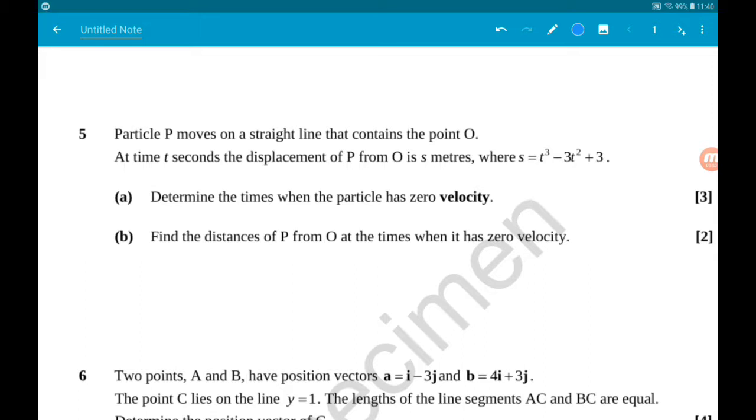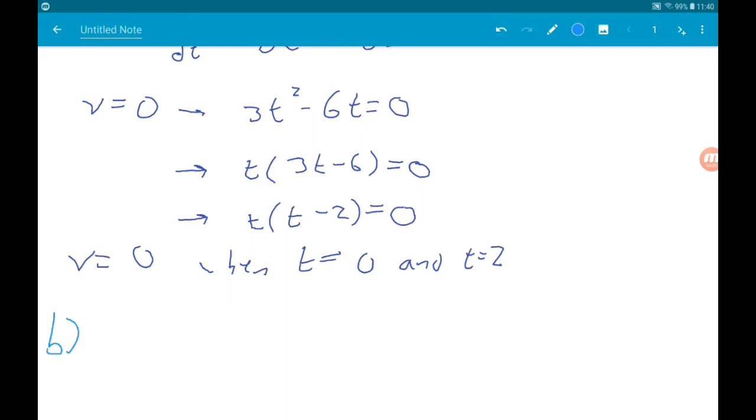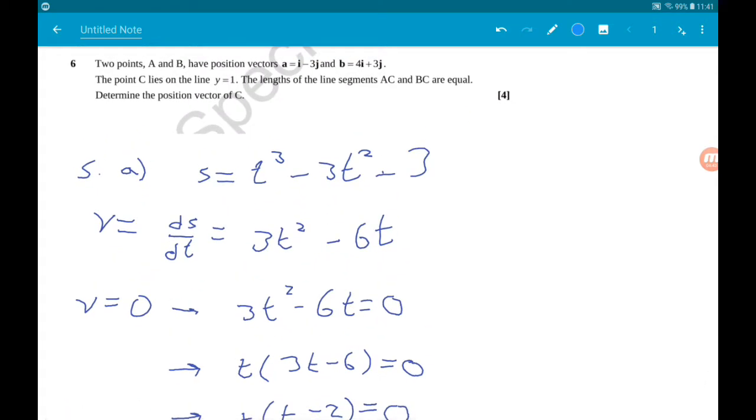Part B wants us to find the distances of P from O at the times when it has 0 velocity. Okay, so all that we need to do now is substitute our values for t into the displacement. So when t is 0, s is 0 cubed is 0, 3 times 0 squared is 0, so we just get 3.